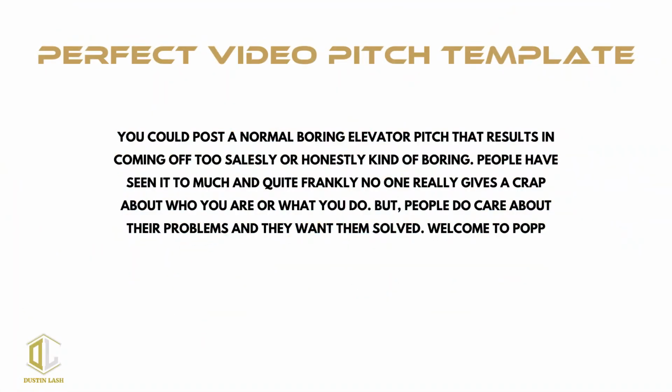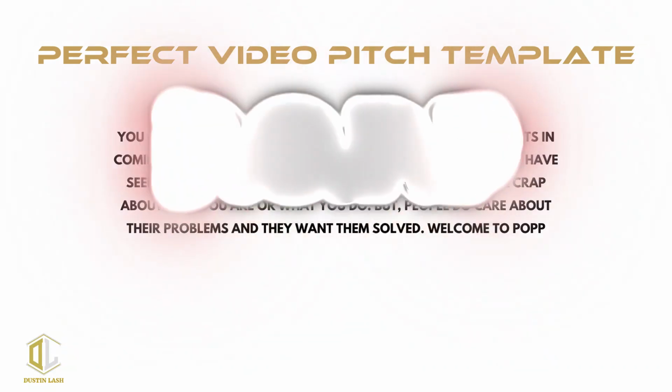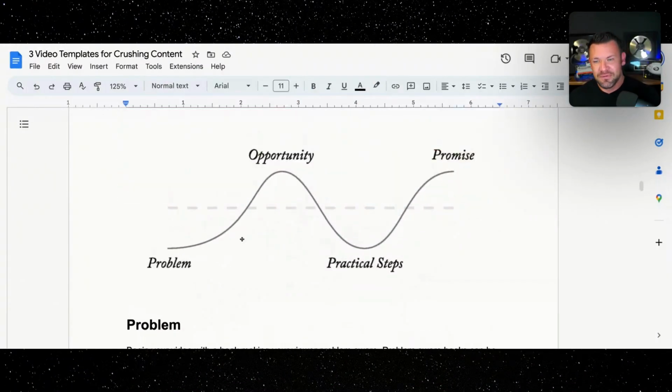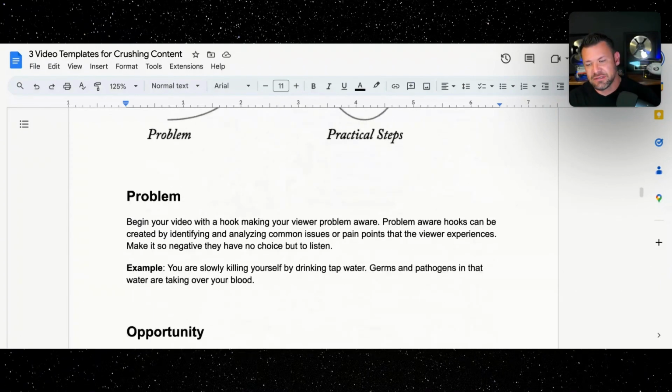Now, you could post a normal, boring elevator pitch that results in coming off very salesy, or honestly, it's just kind of boring. People have seen it all too much, and quite frankly, they really don't care about who you are, what you do. But people do care about their problems and they want them solved. This is where we introduce what's called POP. Now, POP is problem, opportunity, practical steps, and then promise. This is where we are going to create a problem and we're going to deliver on that promise.